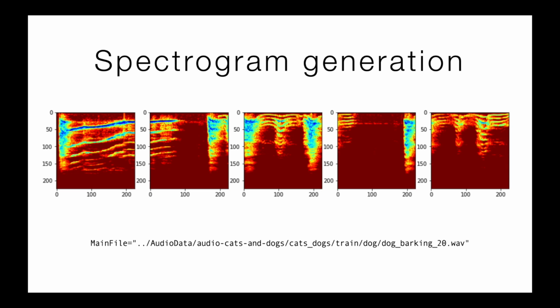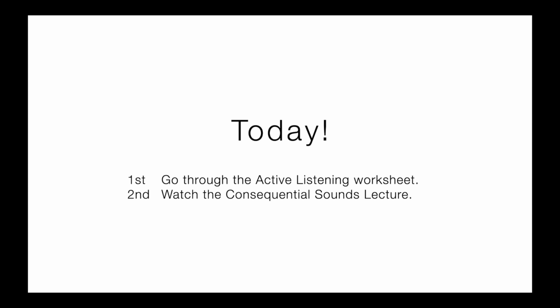I will not go into much more technical detail here. The only thing to know is that there are instructions here on how to use the system, and I will make another video specifically focusing on the way in which we're using this system. So for after this lecture, I would encourage you to go through the active listening worksheet and then go on to the consequential sounds lecture. Unless you're really interested in the technical parts, in which case there are links already on the Google site to go to the GitHub repository and to the wiki page of the GitHub repository where we have most of our data stored.